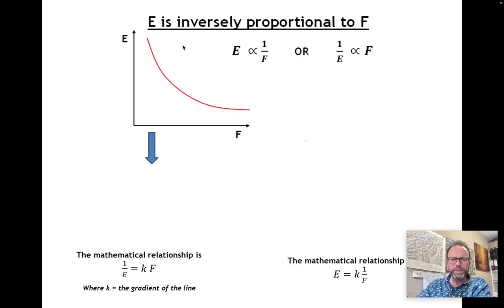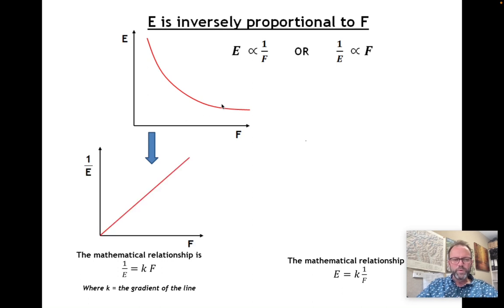Okay, this relationship here is called inversely proportional. So as f gets really big, e drops down, or as f gets really small, e gets very big. And the relationship here is this one here. To linearize it, you could plot e versus 1 over f, and it would give you a straight line.